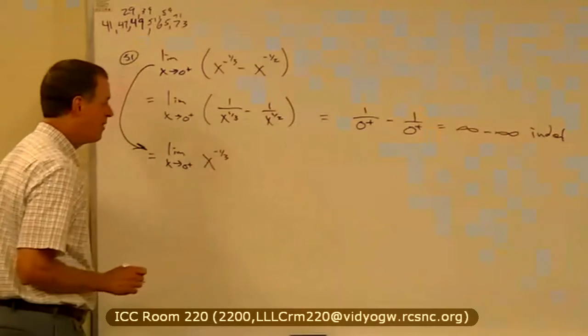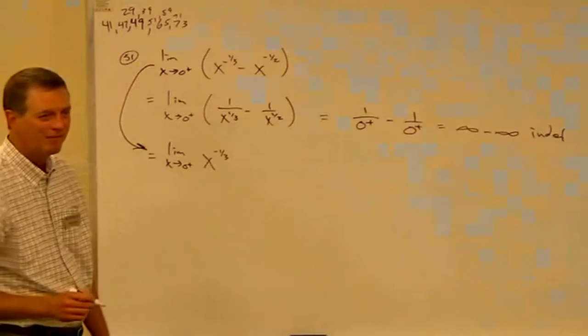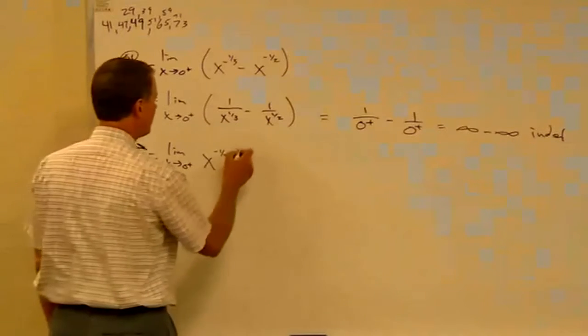Explain. 1/3 is less than 1/2, but since they're negatives, it'd be bigger. Okay. Negative 1/3 power is a bigger power than negative 1/2. Yeah. Okay.